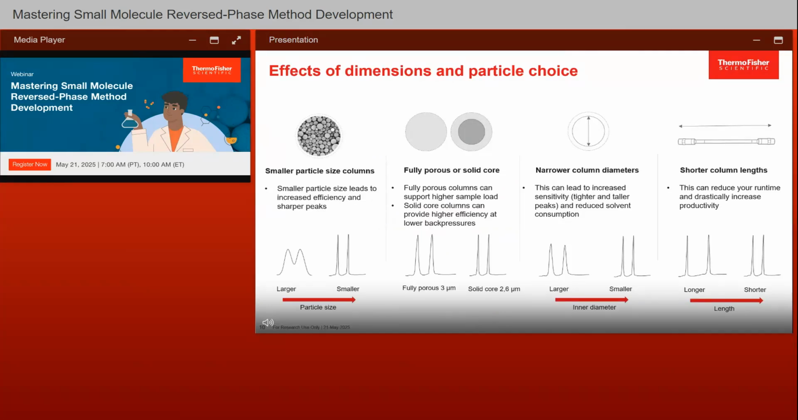So when you're developing any new method, it's important to consider the effect of column dimension and the choice of particle. So in terms of the choice of particle size, the type of the particle is quite important. As I mentioned in the previous slide, small particles improve the overall column efficiency and separation. The choice between totally porous and solid core depends on whether you're aiming to push for high sample load or achieving a high efficiency with the solid core technology.